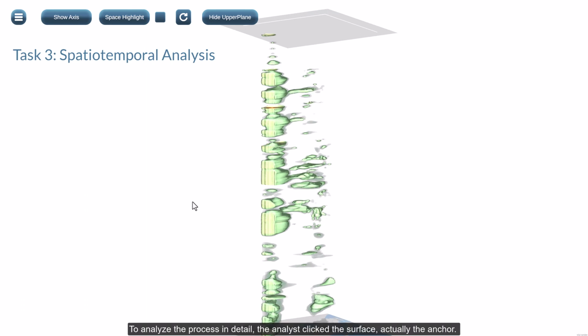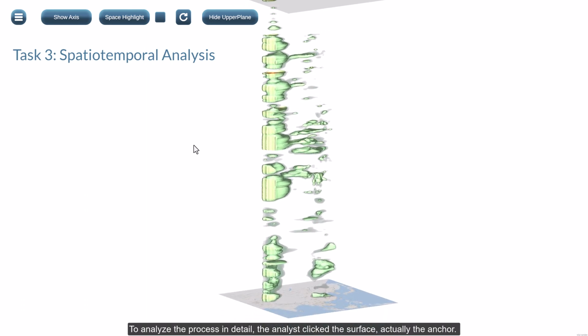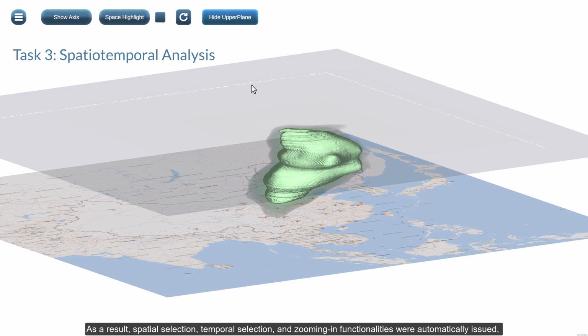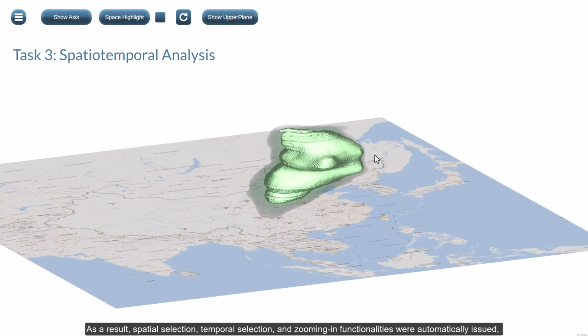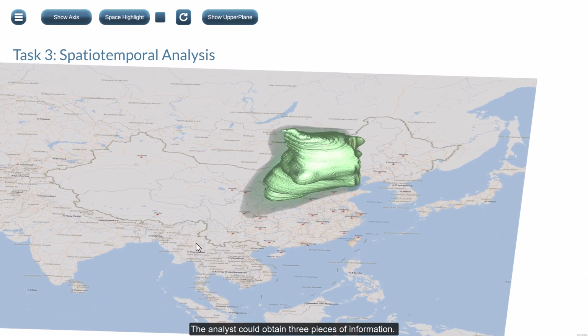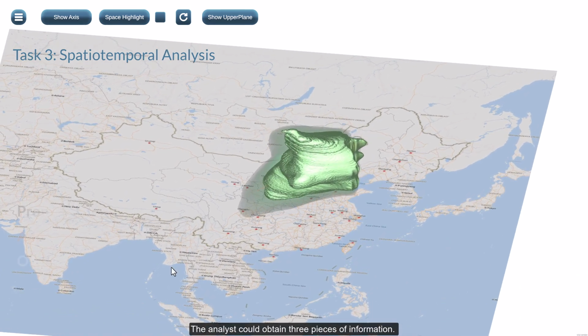To analyze the process in detail, the analyst clicked the surface, actually the anchor. As a result, spatial selection, temporal selection, and zooming in functionalities were automatically issued, thereby eliminating the clutter from other visual elements. The analyst could obtain 3 pieces of information.